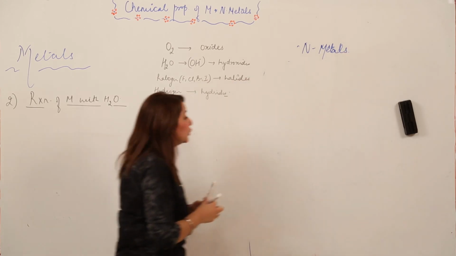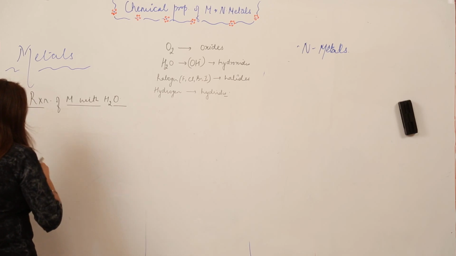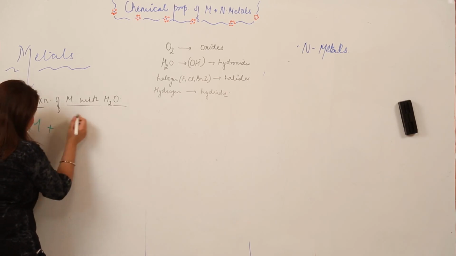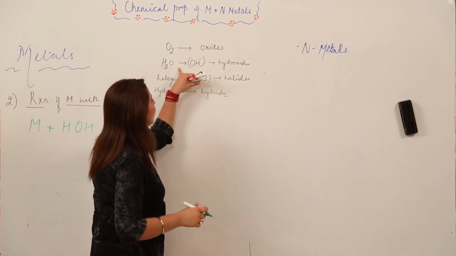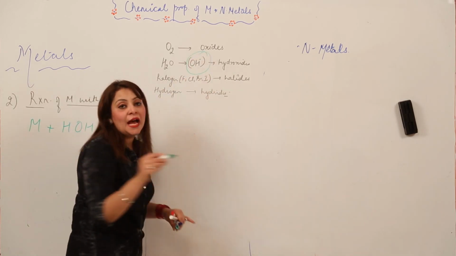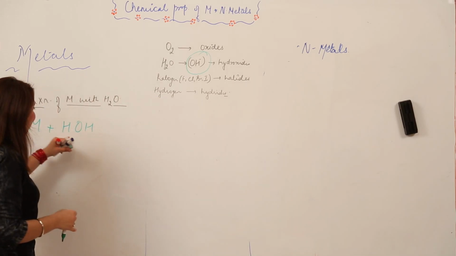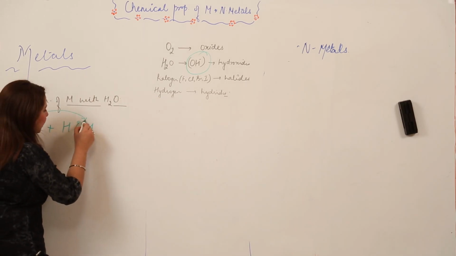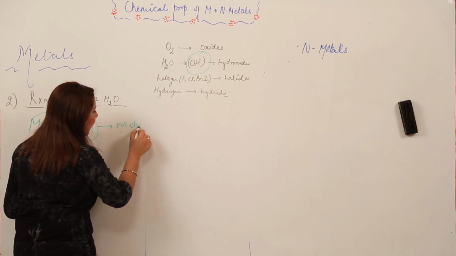So what happens? When a metal reacts with water, as I told you, when something reacts with water, it gets crisscrossed with the hydroxide ion. So the same happens in this case. When a metal reacts with water, it gets crisscrossed with this hydroxide ion and leads to the formation of metal hydroxide.